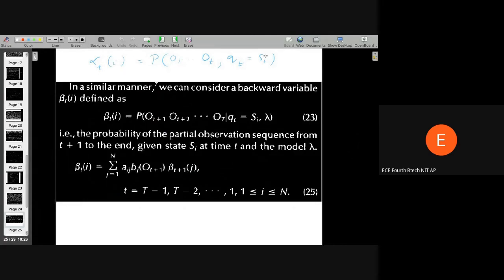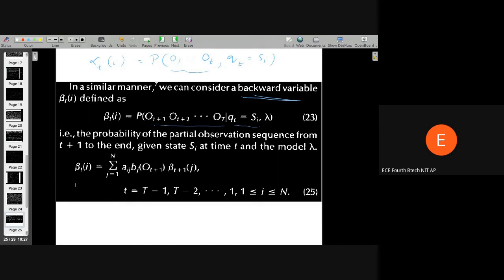Now, the forward is a first problem, the testing problem, which could also be solved using something called a backward variable, but we don't use it for that. We use it for another purpose, the solution to problem 3. The backward variable is defined like this. See here, till t and q t equal to s i, we know. Here from t plus 1 to O T, we know, given q t equal to s i. And what is the probability that the observation starting from t plus 1 to the last observation? That is the backward variable.